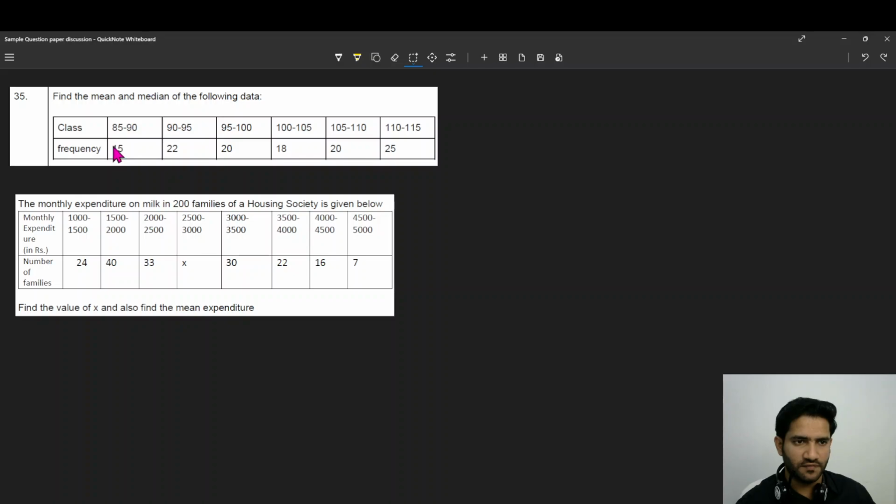In the first question, we want to find the mean and the median of the following data. Here a frequency distribution table is given. Or we have a choice: the monthly expenditure on milk in 200 families of a housing society is given below. Again, a frequency distribution. Here we want to find the value of x and find the mean expenditure. So we can discuss the first one.